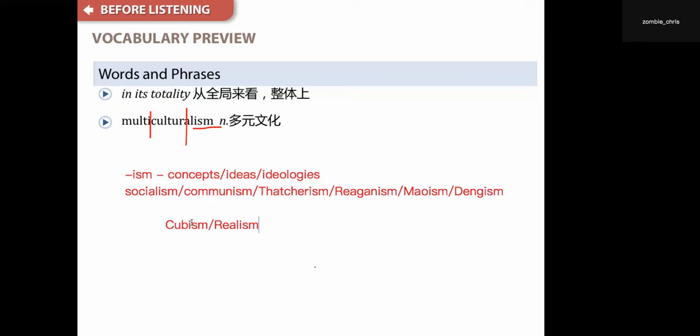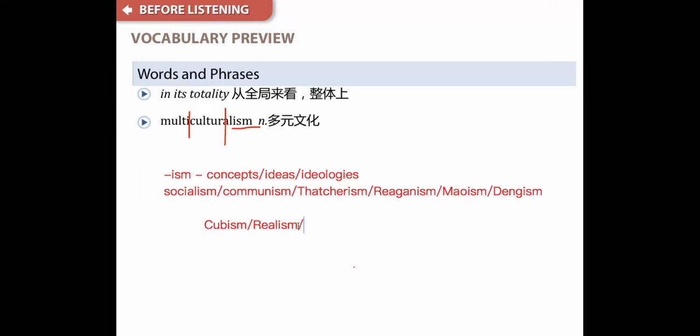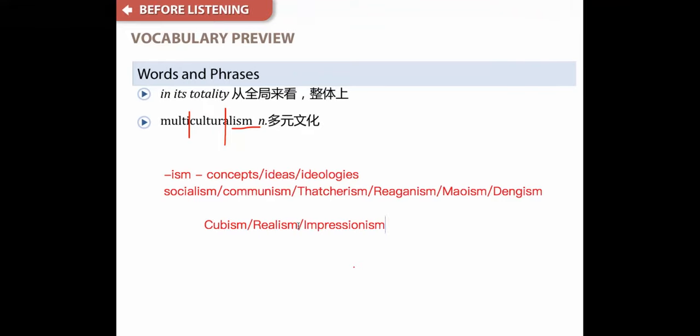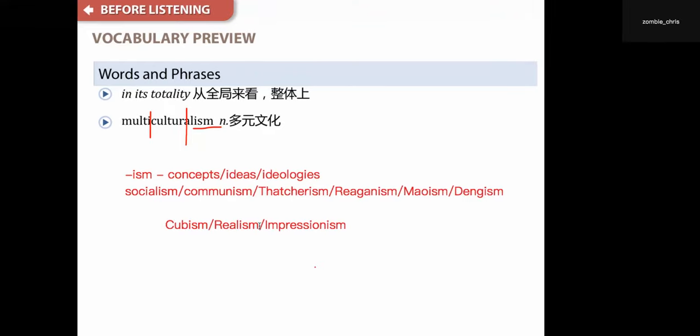In art, you may actually hear about cubism and realism. So it's not just to do with politics. We'll have the cubist movement, and we'll have realism, and impressionism as well, which was an art movement, a way of painting where you don't really look for the details, but you give people the impression of the feeling of especially being outdoors. So ism is the concept, the ideologies or ideas.